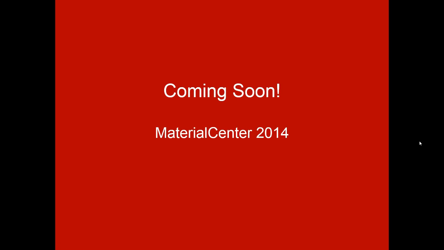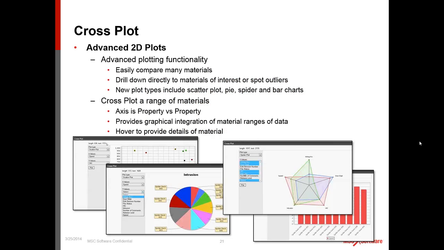So finally, we have a lot of exciting new features coming to MaterialCenter 2014 that are available as previews today. These are just right around the corner. First and foremost, in 2014 is one of the features that I'm personally most excited for. We'll have advanced 2D plotting capabilities that allow users to graphically represent their data in a variety of different formats. For example, users will be able to define one or more properties and then plot and view these materials across different types of plots, such as scatter plots and spider charts, and even pie charts and bar charts.